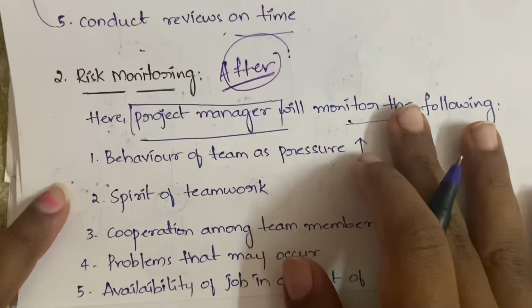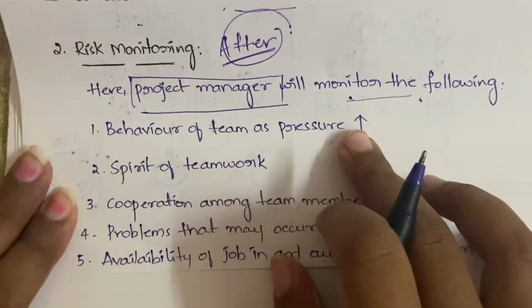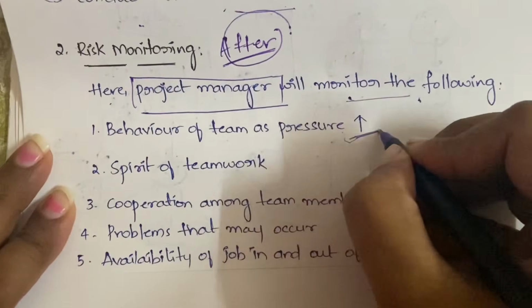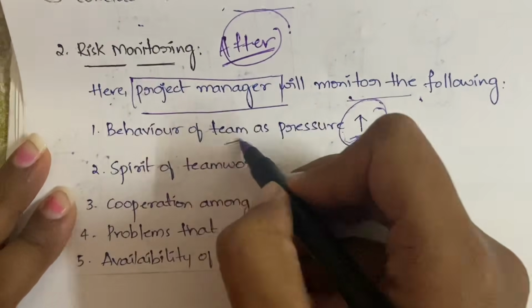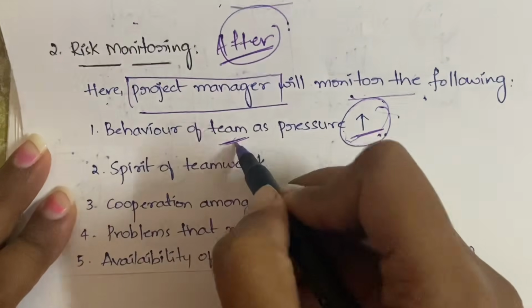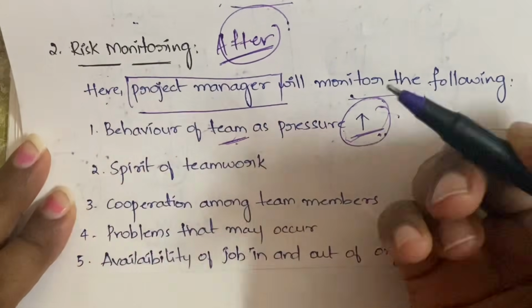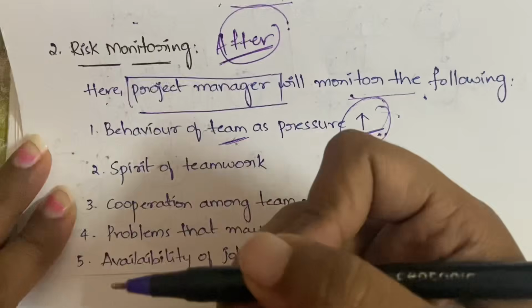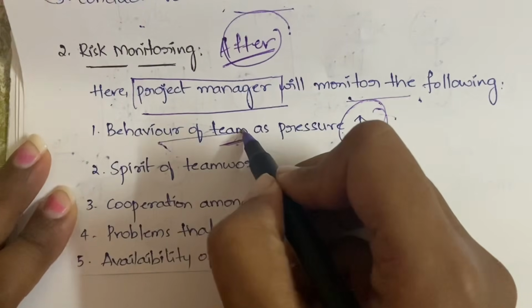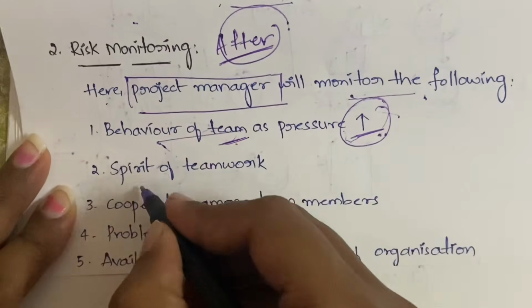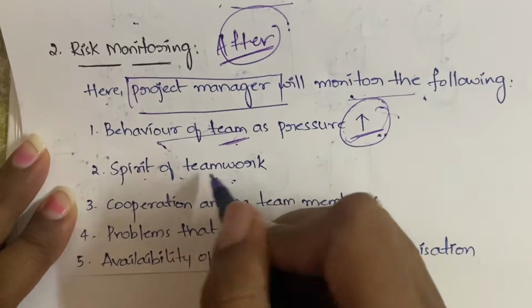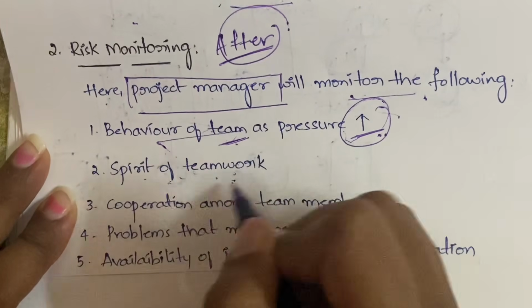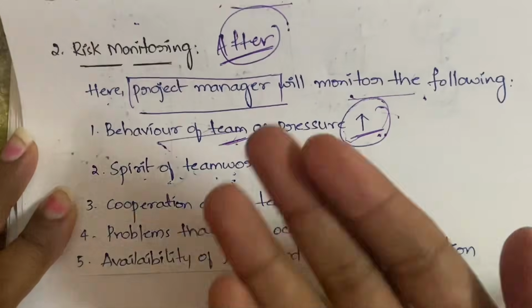First, the behavior of the team when pressure increases. That is, when the workload and work pressure are increasing, how is the team behaving, whether they are able to handle the pressure or whether they are getting frustrated, getting irritated, what's happening, right? The behavior of the team. Next, spirit of teamwork, in the sense of how people are performing in the team, what cooperation they have between them.